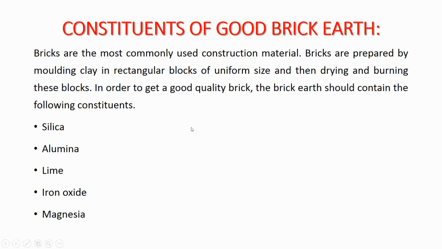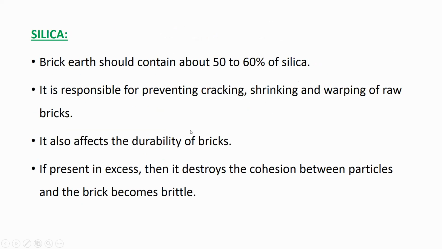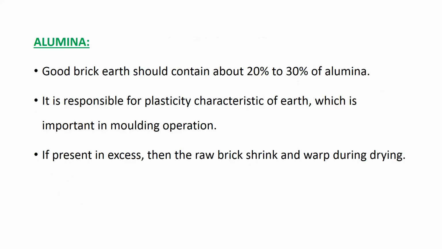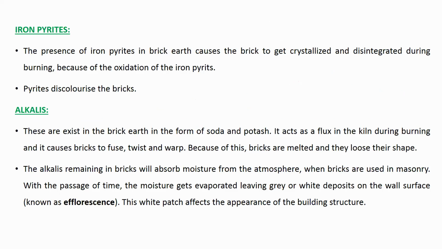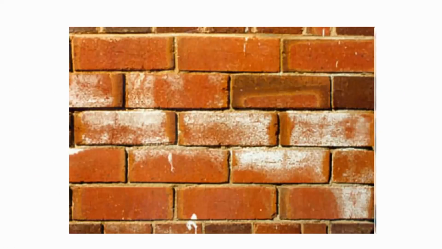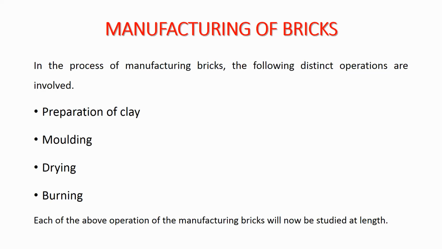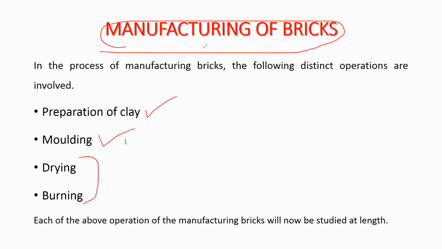These are the things that we have already discussed. Constituents of good bricks: silica, alumina, lime, magnesia. In harmful ingredients we have discussed lime, iron pyrites, alkalis, pebbles and vegetation. In the manufacturing of brick, we have 4 steps. Preparation of clay we have discussed. Molding we have almost discussed everything. Only a little part of molding is remaining that we are going to finish. Then we will discuss drying and burning also. So we will finish the manufacturing process of brick today.